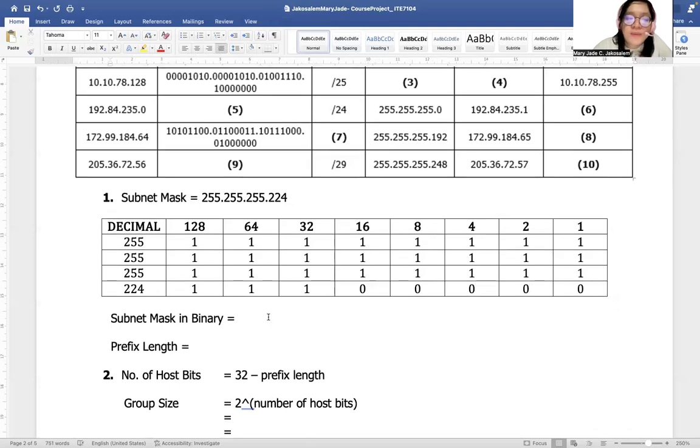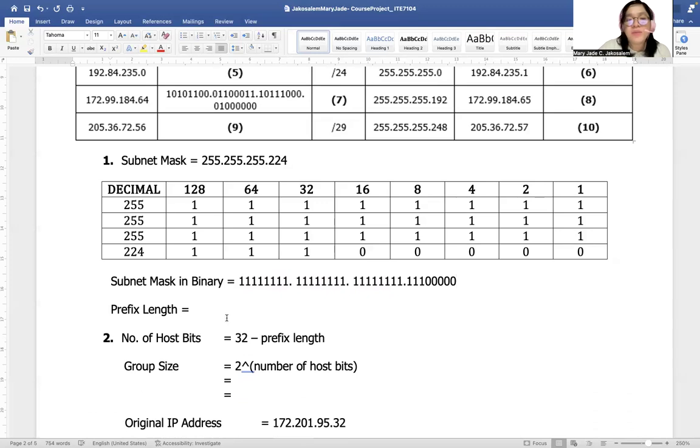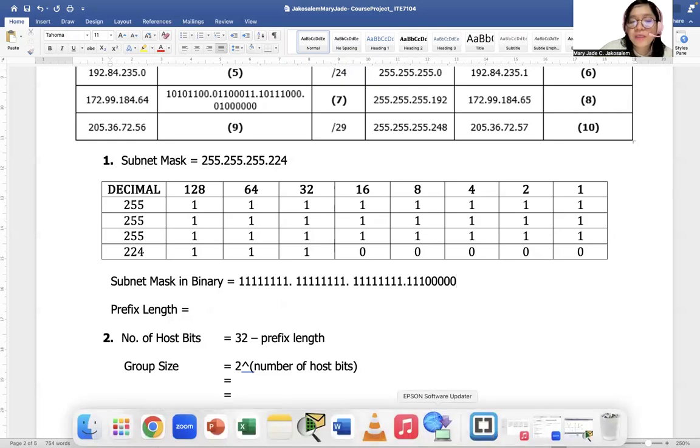Hence, we have our subnet mask in binary. We have here 8 ones, so let me copy paste that one. And 1, 1, 1, and 5 zeros. So our subnet mask in binary is 11111111.11111111.11111111.11100000. This is now how we solve for the prefix.